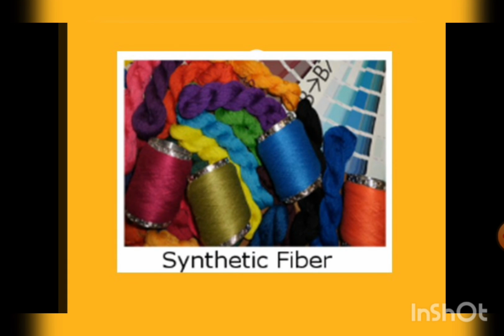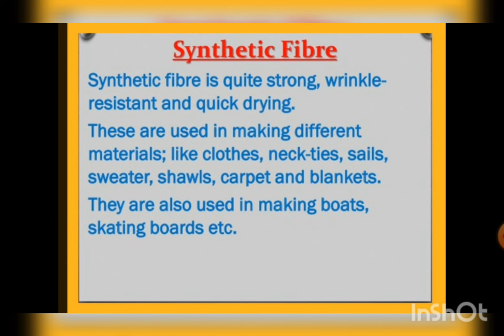Now next one is synthetic fiber. This is a man-made fiber, okay, made in the laboratory. The synthetic fiber is quite strong, wrinkle resistant and quick drying. These are used in making different materials like cloths, neckties, sails, sweaters, shawls, carpets, blankets, etc. Okay, they are also used in making boats and skating boards, etc. These are also now commonly used synthetic fibers.